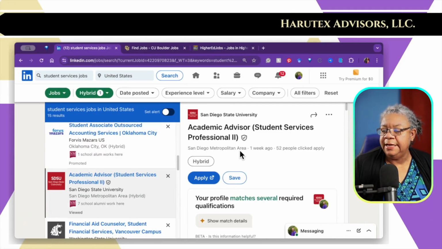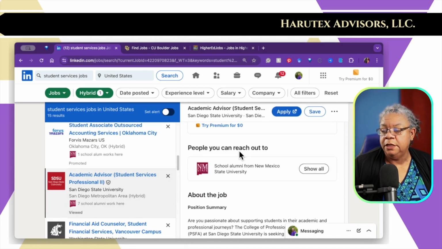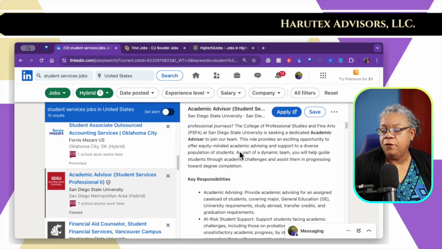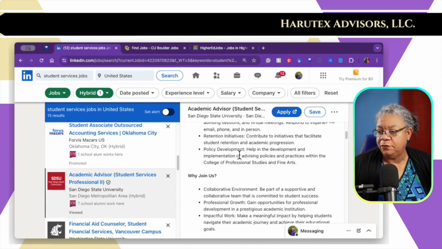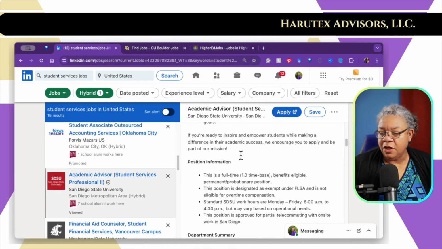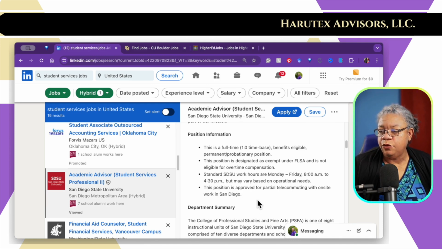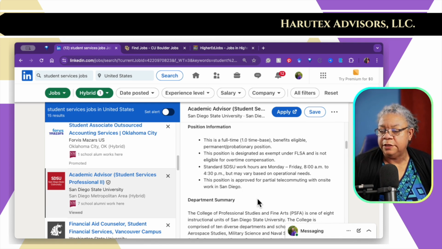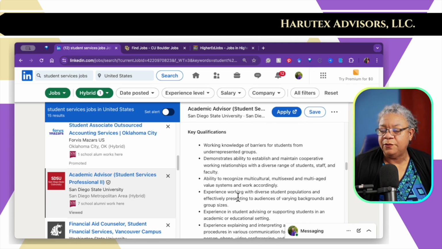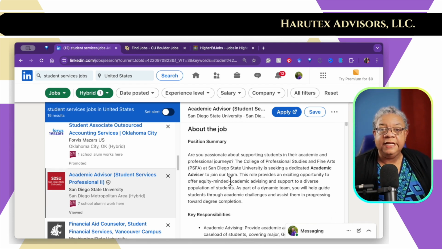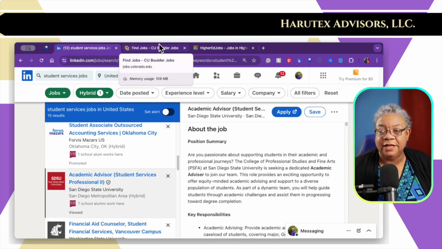Let's keep looking. And there are just some really good listings here. This would be a good one. Working as an academic advisor at San Diego State University. This one looks pretty good. It lists all the key responsibilities, tells you what your expected work time would be, education and experience, what's required. So LinkedIn, as you can see, is a really good resource for finding staff positions.